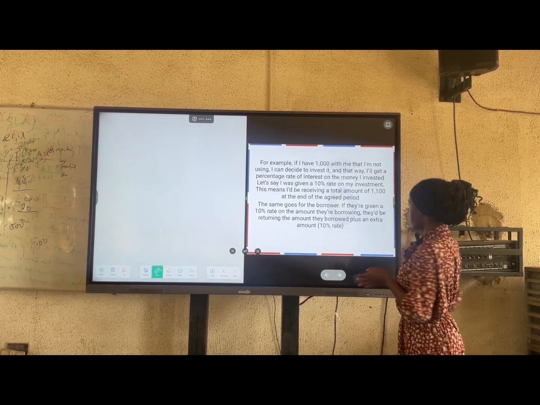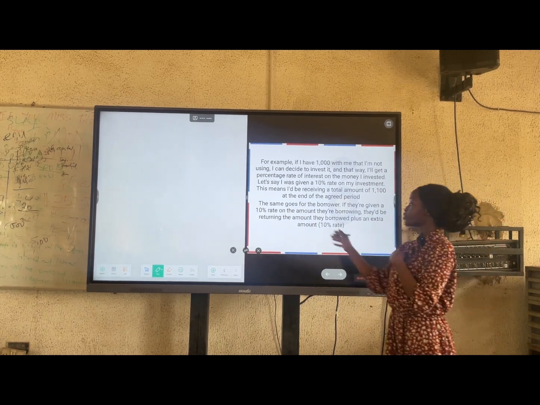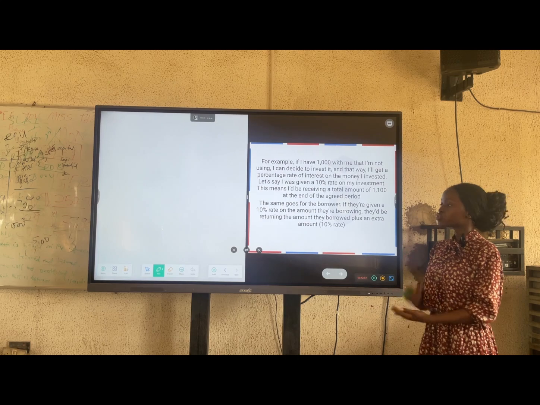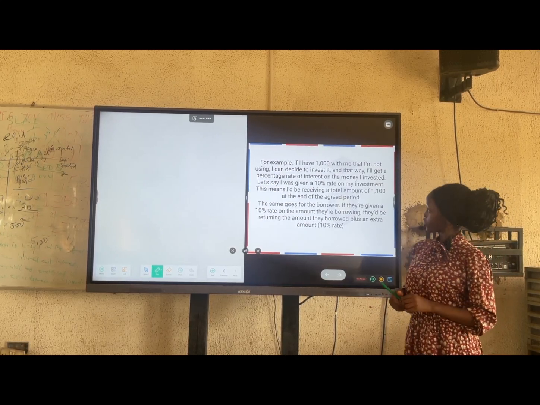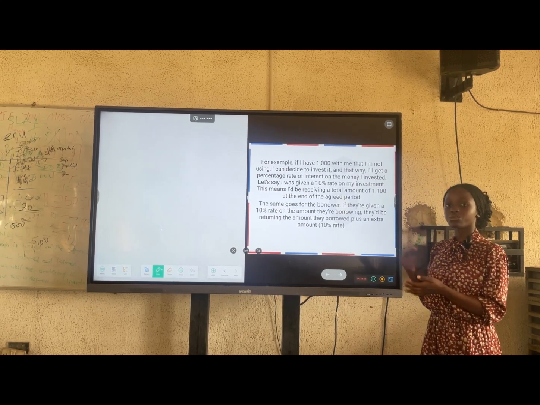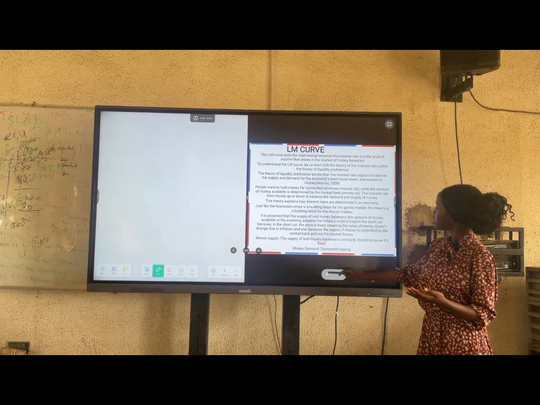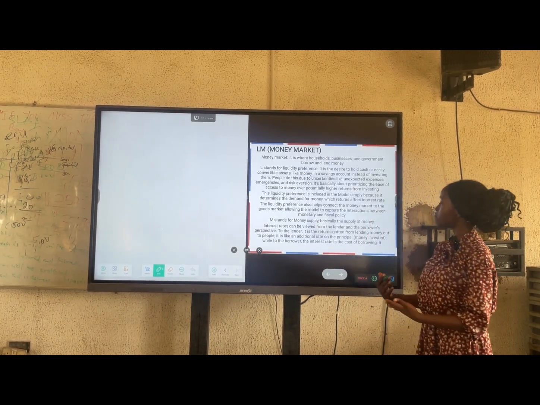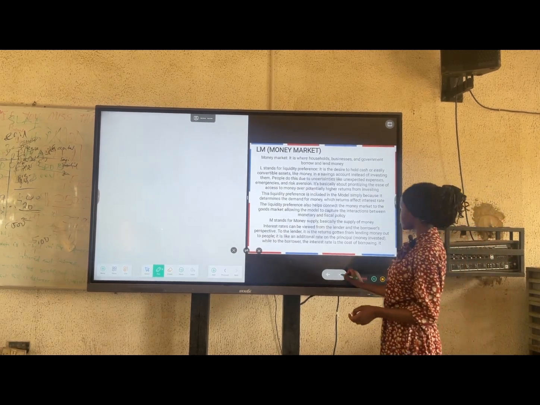Then the same goes for the borrower. If they are given a 10% rate on the amount they are borrowing, they'll be returning the money they borrowed plus an extra amount, which is 10% extra. So let's say I went to a bank and said I want to borrow 1,000 naira, and they gave me a 10% rate. When I'm returning the money, I'm going to be paying 1,100 naira as the amount. So that's just a basic definition of what interest rate is.